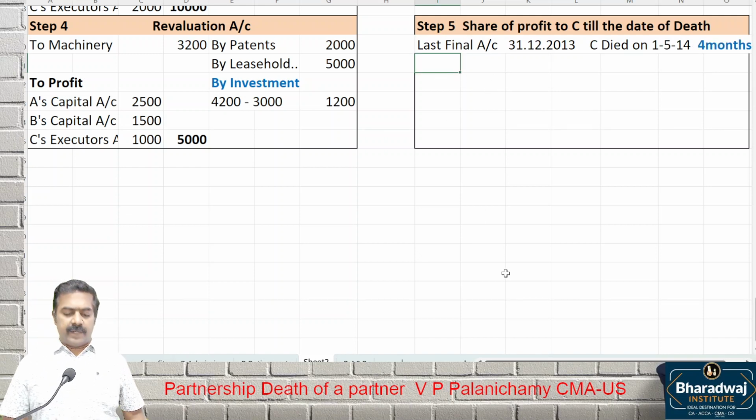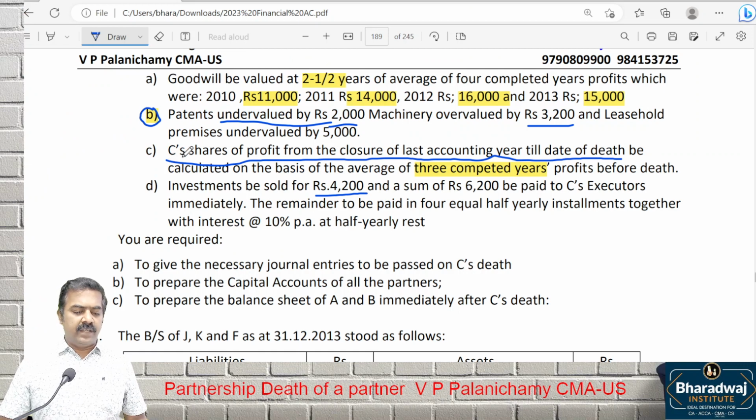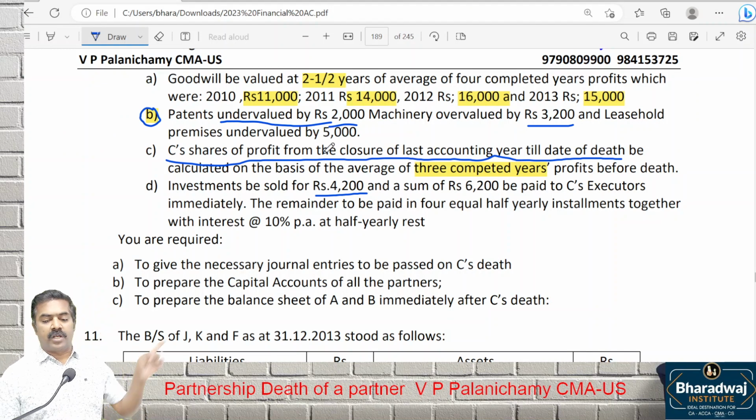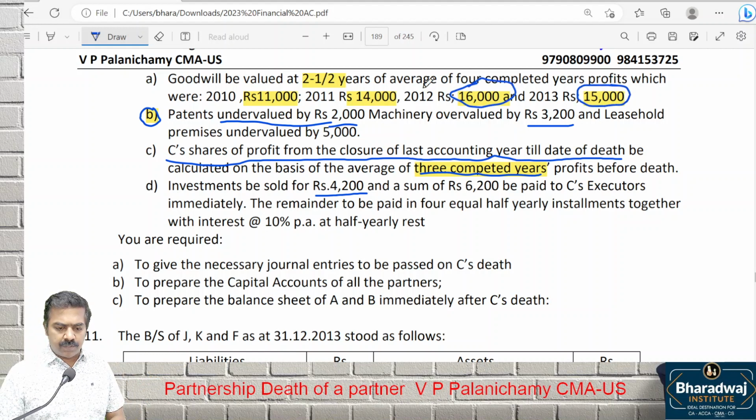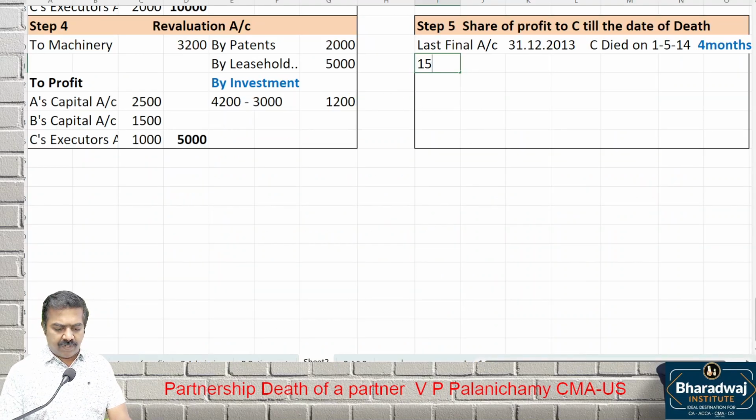How do they ask you to estimate? Look at point number C. C's share of profit from the closure of the last financial accounts till the date of death will be calculated based on how many years' profit? 3 years' profit. Goodwill is 4 years' profit, but for this, 3 years, not taken from the end. 15,000, 16,000, 14,000, only 3 years average.